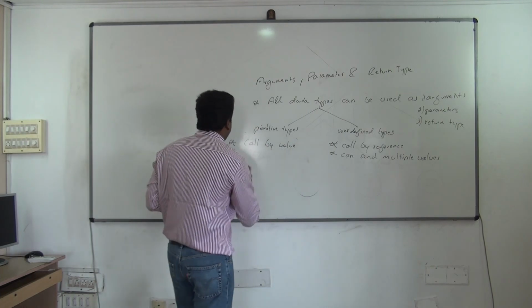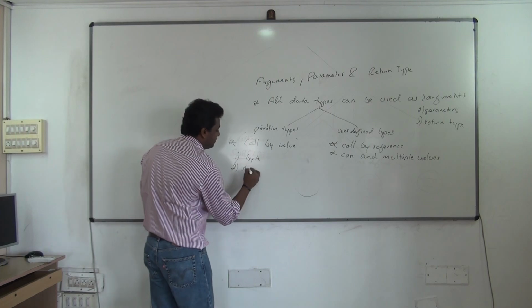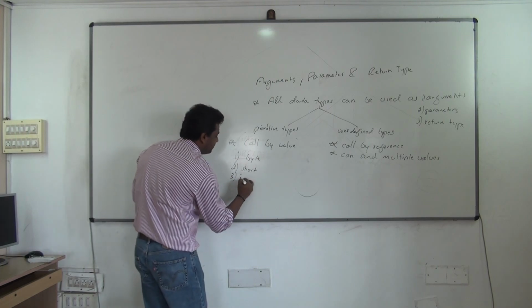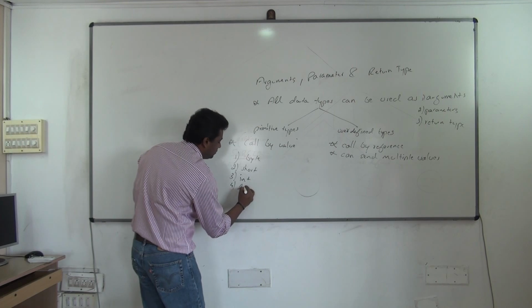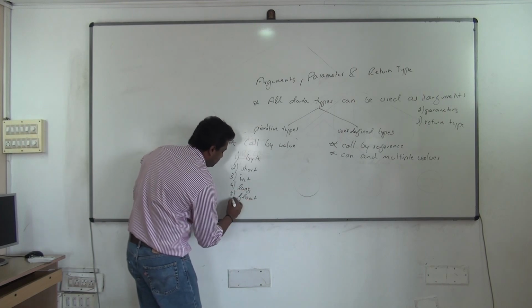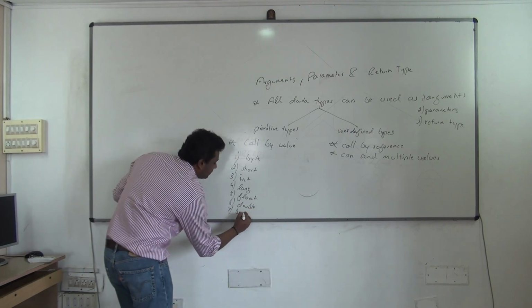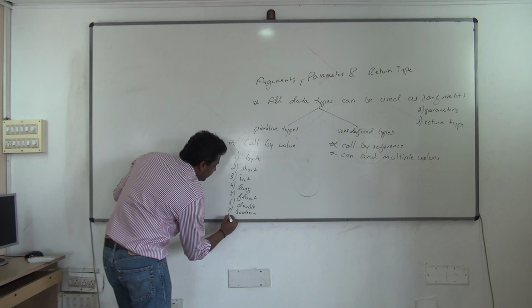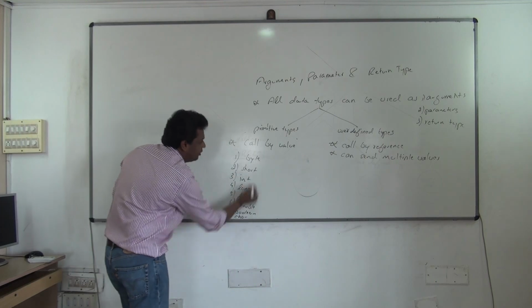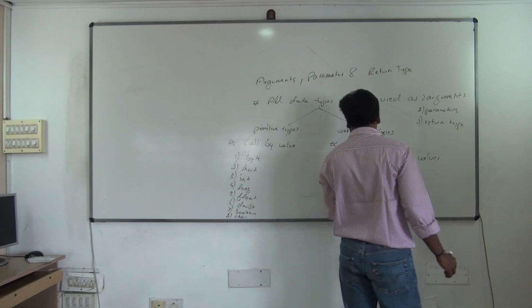Now examples for primitive type, yes, you know now. Byte, short, int, long, float, double, boolean. Eighth one is char. For all this it is what? Call by value.